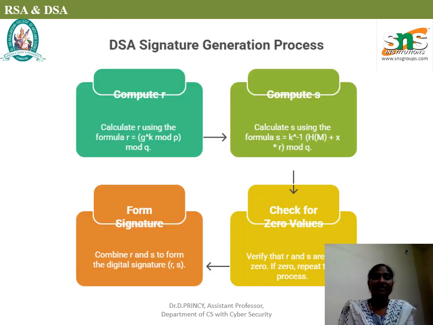After generating the keys, we have to generate the signature. For generating the signature in DSA, we have to compute R. R is equal to G power K mod P and then mod Q. Compute S. S is equal to K inverse times (hash value H of M plus X into R) mod Q. After computing R and S, we have to verify the values, that is, check for zero values. After that, we form the signature and add it with the message.